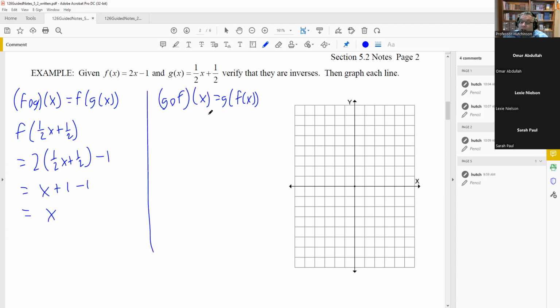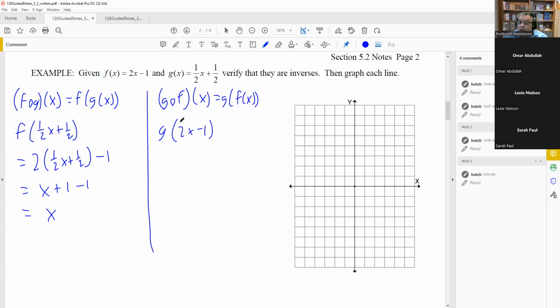In order to verify, I have to do the other way as well. I have to do g of f of x and show that equals x as well. So this definition says that I'm going to start with the inside. The inside, I'm going to take out f of x and replace it with 2x minus 1.